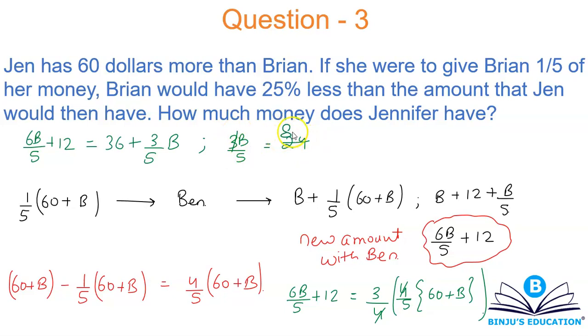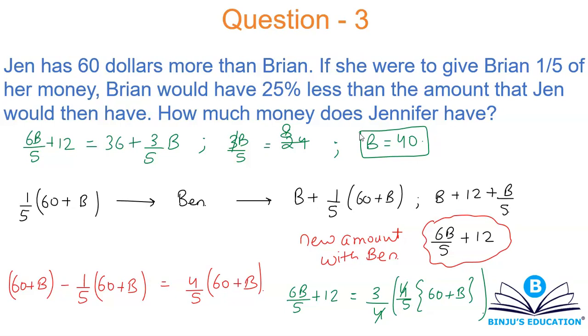So this becomes 8 and 8 into 5 is 40. So b is equal to 40. Now this is not my final answer. The question is, how much more does Jennifer have? So Jen, I have basically used as a short for Jennifer. I guess I don't get confused.